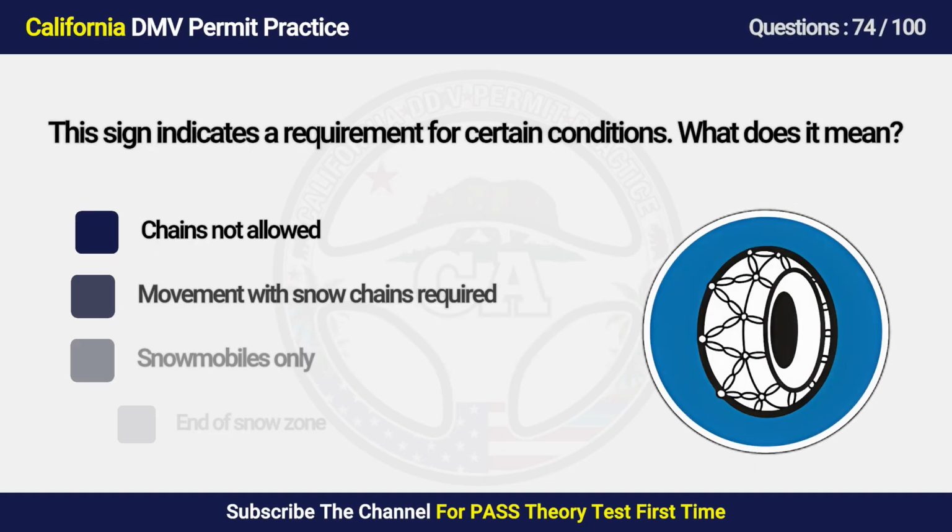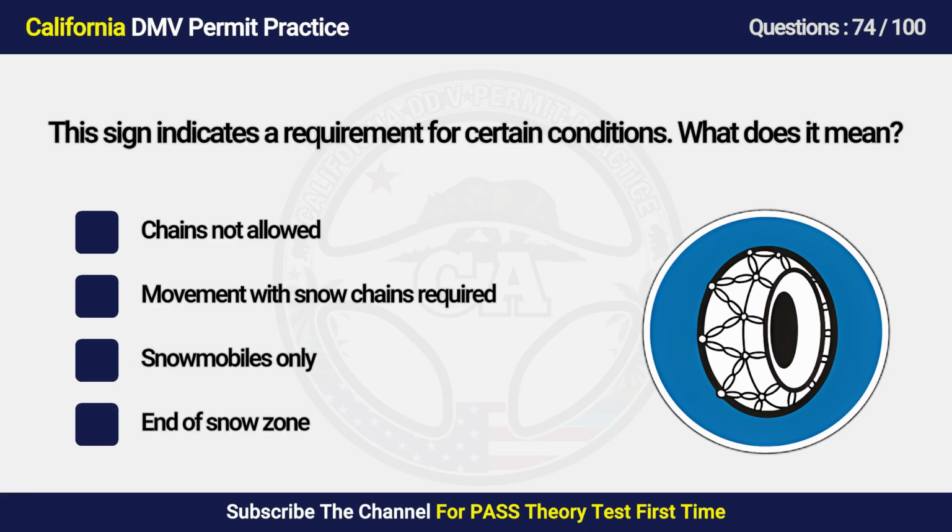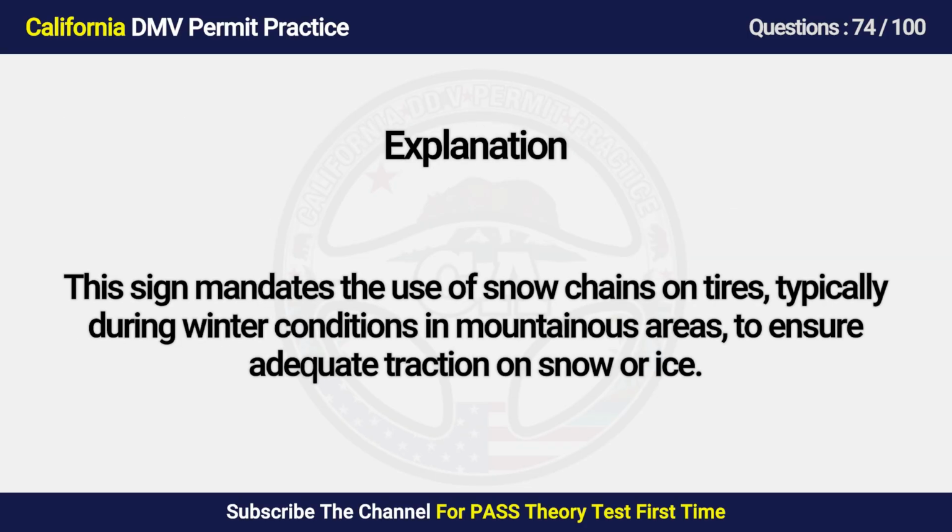Question 74. This sign indicates a requirement for certain conditions. What does it mean? A. Chains not allowed. B. Movement with snow chains required. C. Snowmobiles only. D. End of snow zone. Answer is B. Movement with snow chains required. This sign mandates the use of snow chains on tires, typically during winter conditions in mountainous areas, to ensure adequate traction on snow or ice.